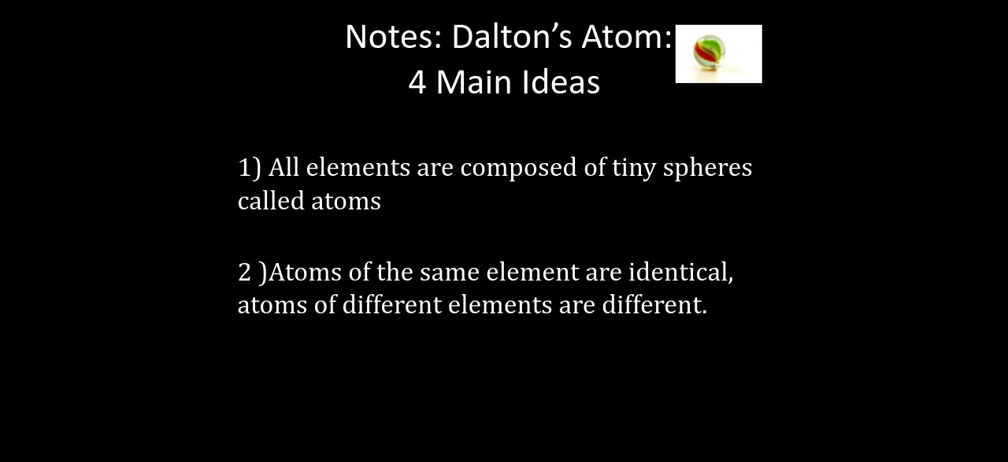And there were four main ideas to Dalton's model. The first one was that all elements are composed of tiny spheres called atoms. The second was that atoms of the same element are identical, and atoms of different elements are different. And we know this is somewhat true today, right? All atoms of the same element have the same number of protons, even though they may still have different numbers of neutrons.